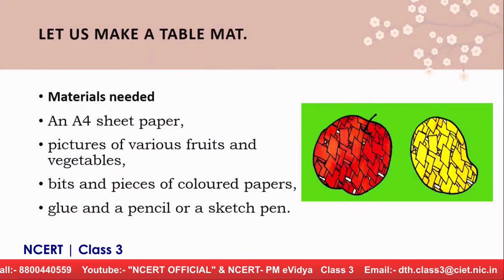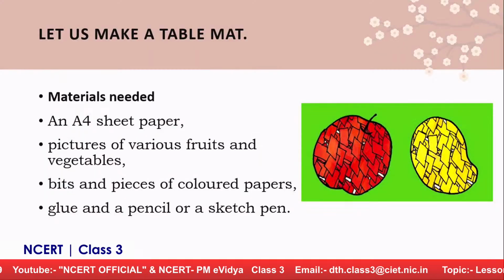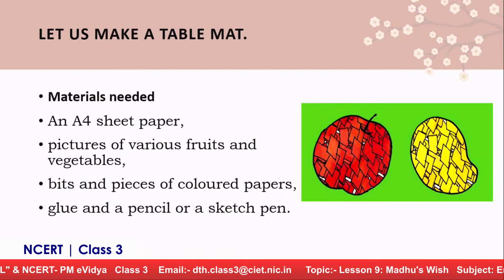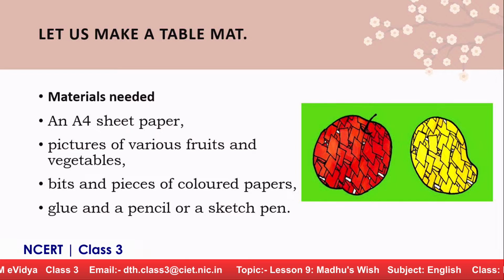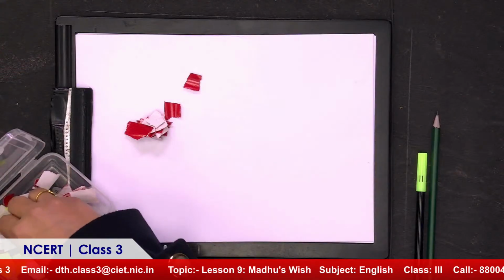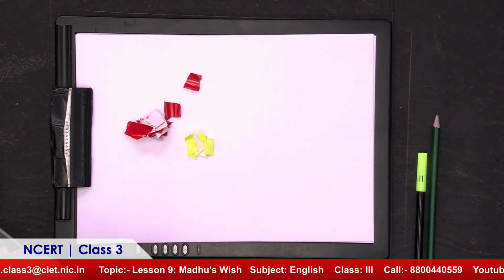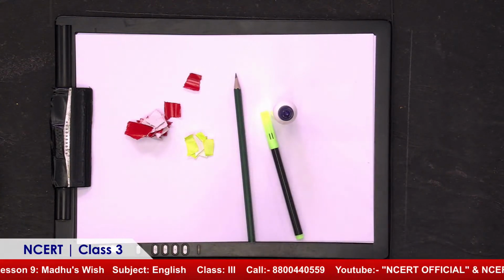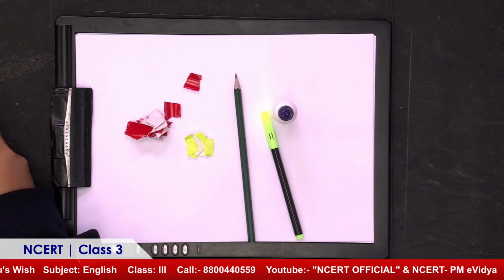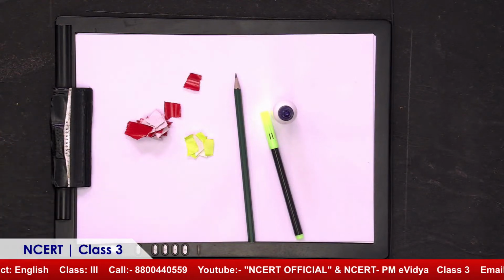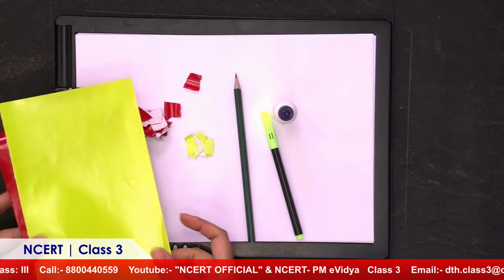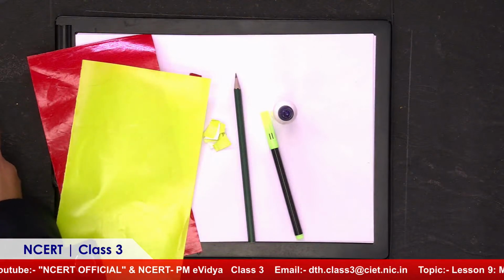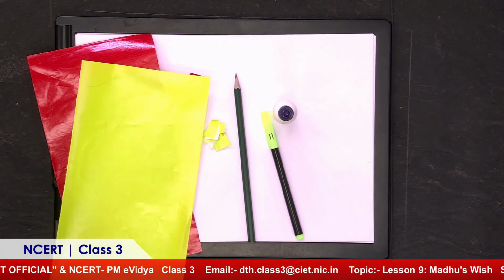we need an A4 size sheet of paper and pictures of your favorite fruits and vegetables. Bits and pieces of colored papers. I have brought some bits and pieces of colored papers, of any color. You just need glue or a pencil and a sketch pen. You can take colored paper of your choice, like glaze paper or any other colored sheet. And then what do you want us to do with these paper crumbs, if I can call them that?